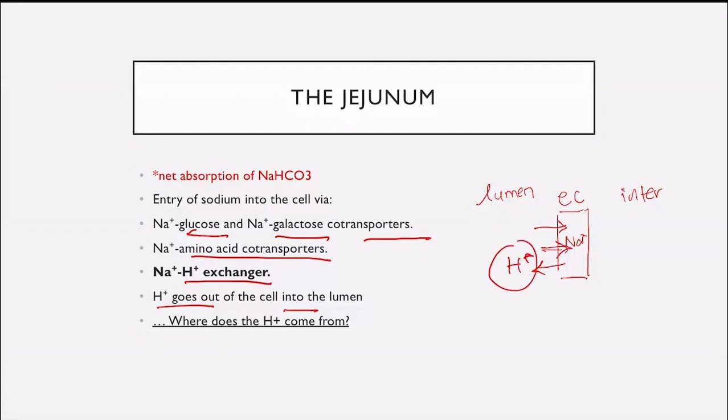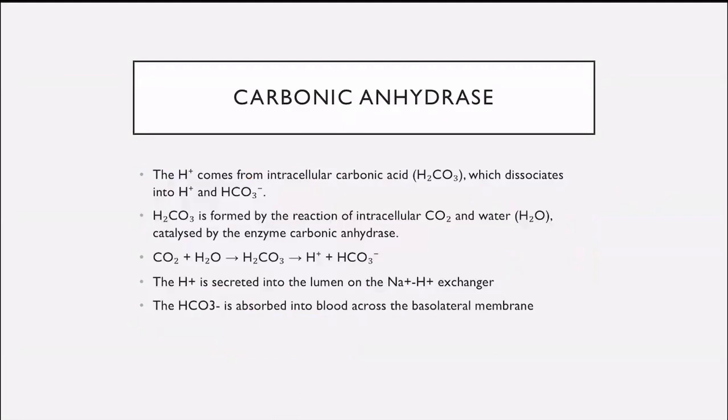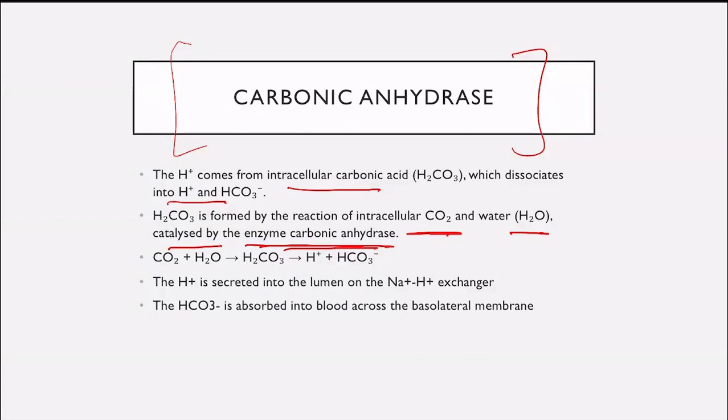Now the question is, where does the hydrogen come from? If the glucose and the galactose and the amino acids are coming from food, where would the hydrogen come from? Carbonic anhydrase. The hydrogen comes from intracellular carbonic acid, which dissociates into hydrogen and hydrogen carbonate. Hydrogen carbonate is formed by the reaction of intracellular carbon dioxide and water, catalyzed by the enzyme carbonic anhydrase. So this is the reaction: carbon dioxide plus water gives us carbonic acid, and this is going to dissociate into hydrogen ions and hydrogen carbonate.